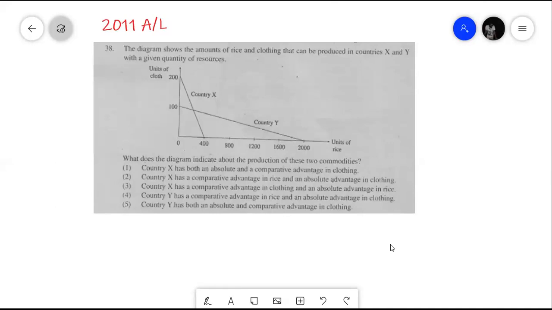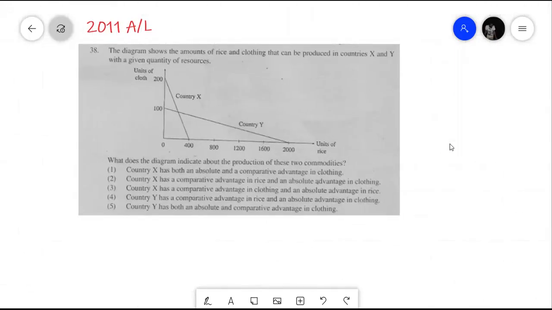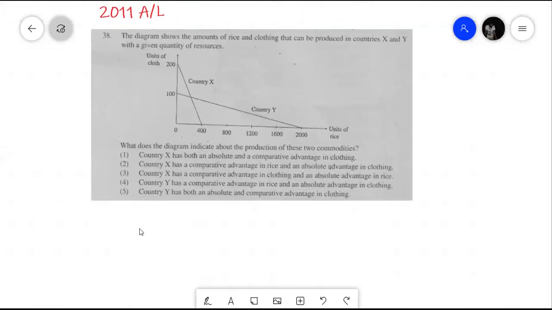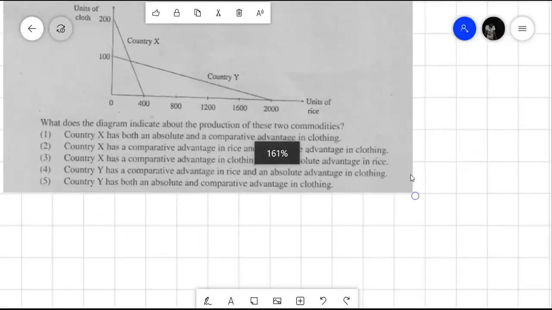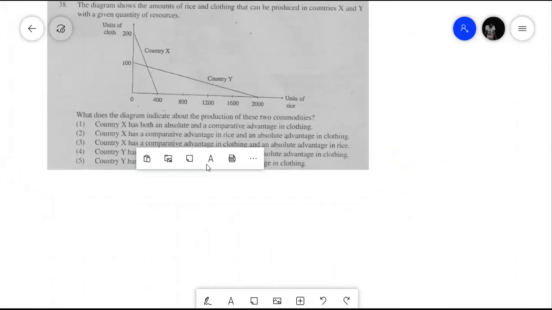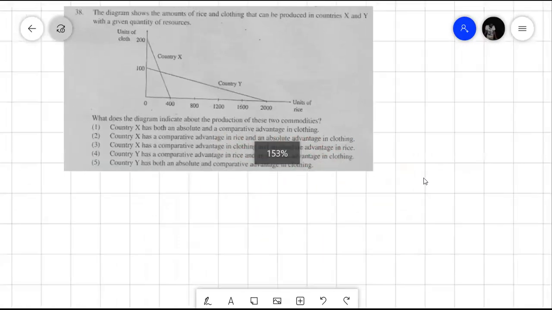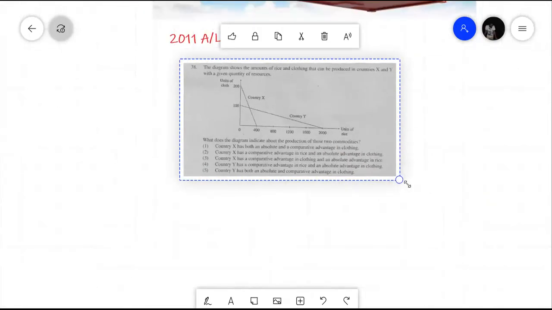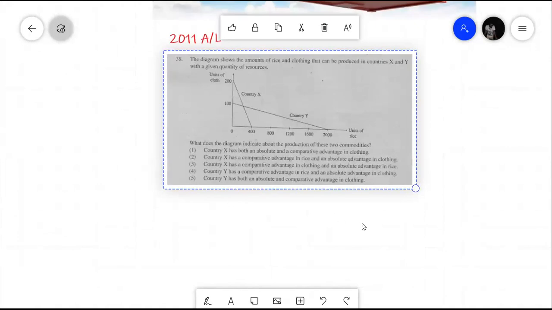But I'm guessing you all know what absolute and comparative advantage is. I'm not going to go into that level, but I'll teach you how to handle a sum like this. When you get a question like this, the first thing you need to figure out is whether they have given you input data or output data. You need to figure that out first, because if you can't, then there is a problem.